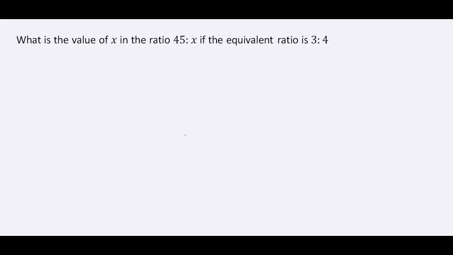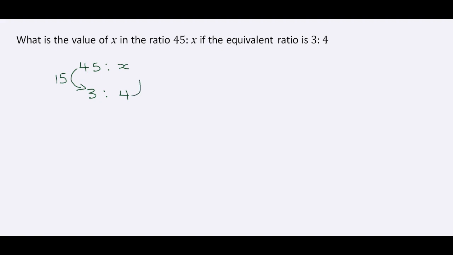So here in this question, what is the value of x in the ratio 45 to x if the equivalent ratio is 3 to 4? Now, I'm going to show you two ways to go about this. One way is we look at 45 and 3. What is the product relationship between 45 and 3? So if I divide 45 by 3, what do I get? I have 15. So there is a factor of 15 between 45 and 3.